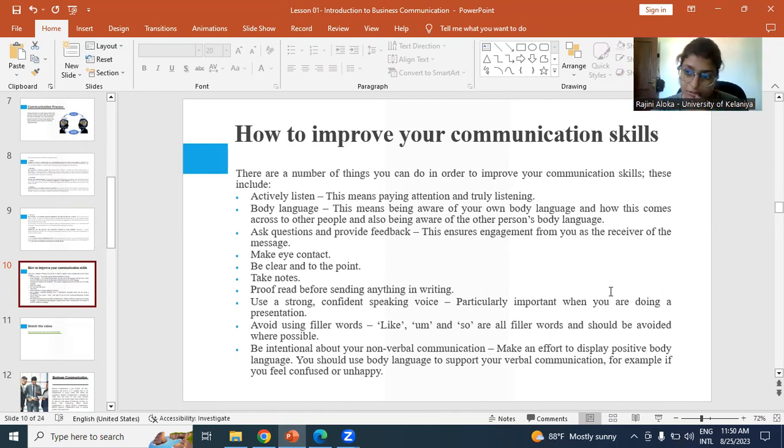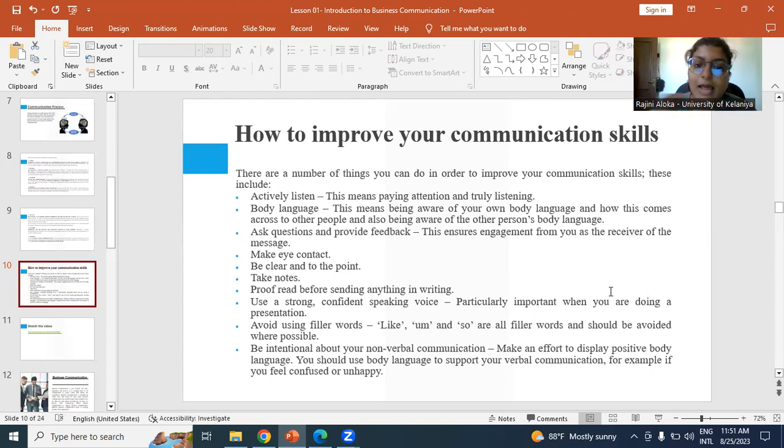Make eye contact. This is very important. When you're speaking, mainly if you're presenting in front of a group of people, if you are looking somewhere else, that means you are kind of nervous. So make eye contact. That will make you a better communicator.